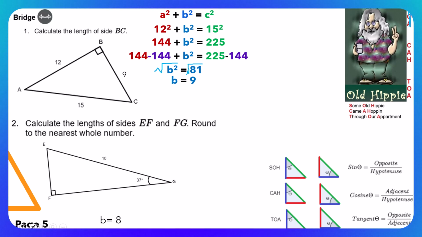Sine of theta equals opposite over hypotenuse. Sine is opposite over hypotenuse. Cosine is adjacent over hypotenuse. And tangent is opposite over adjacent. So pause the video if you need to write that down.